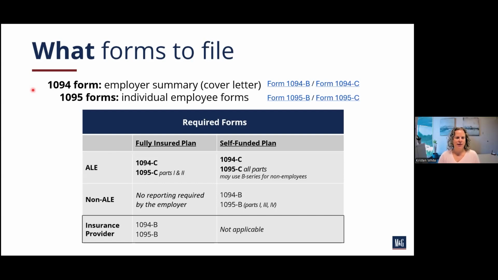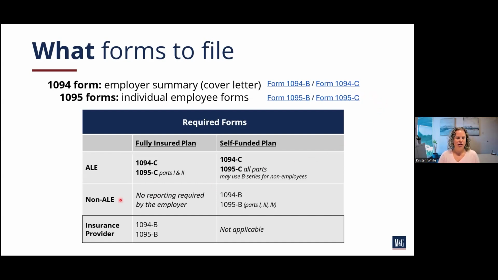The 1094 is considered an employer summary. It's kind of like a cover letter. And then the 1095s are the individual forms. Think of them like the individual W-2s you give to a person. It's like a tax form for their benefits. You'll see on the right here there are B series and C series versions of each of those. We have links out to the IRS forms if you want to go peruse those. The C series have a little more information. The B series are somewhat simplified, but the same type of data.